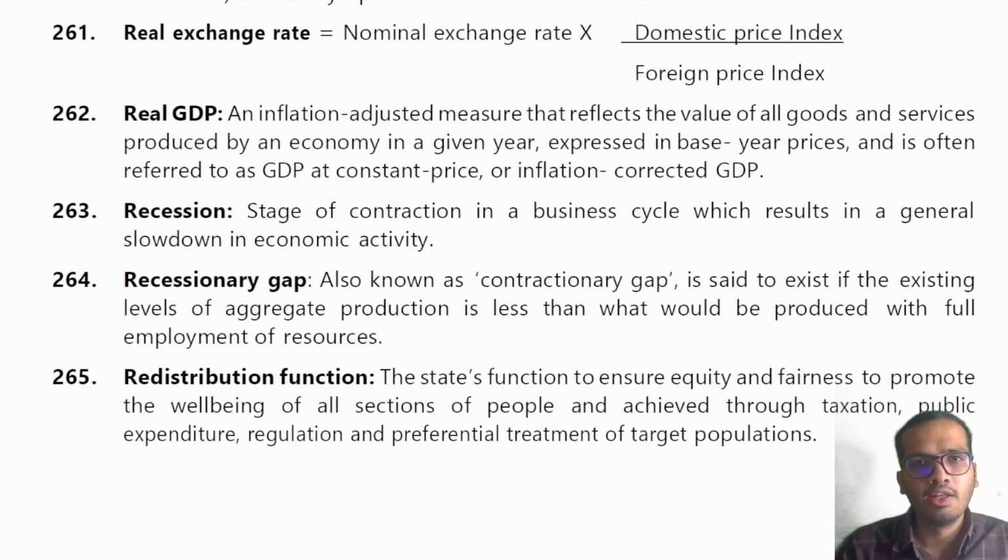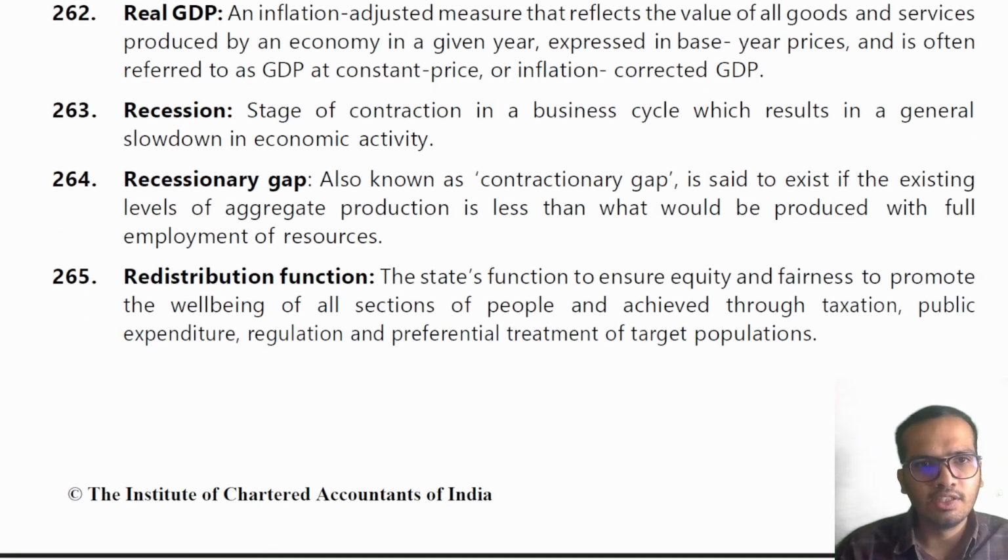Then we have a word called recession. So it's a stage of contraction in a business cycle which results in a general slowdown in the overall economic activity. Then we have recessionary gap, also known as contractionary gap, which is said to exist if the existing level of aggregate production is less than what would be produced with full employment of resources.